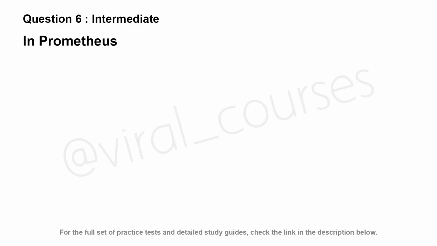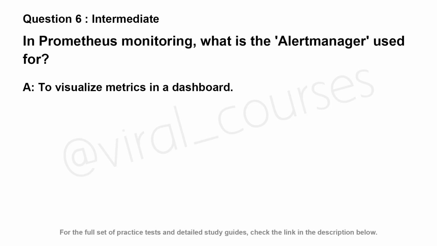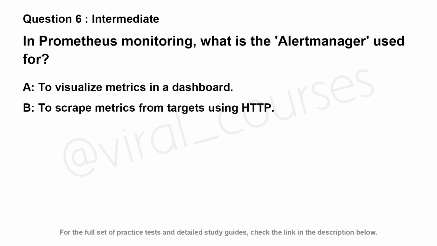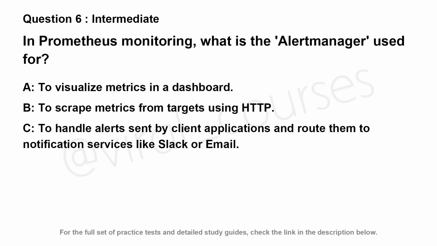In Prometheus monitoring, what is the Alert Manager used for? Option A. To visualize metrics in a dashboard. Option B. To scrape metrics from targets using HTTP. Option C. To handle alerts sent by client applications and route them to notification services like Slack or email. Option D. To store long-term historical data.